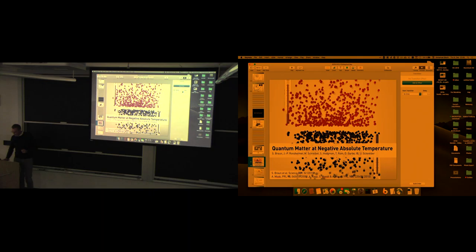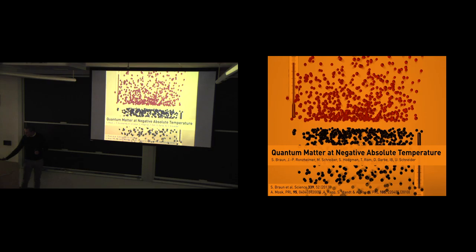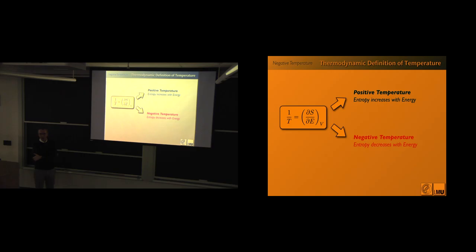Okay, all right, so let's talk about negative absolute temperatures. First of all, when we talk about temperature, it's important to put it on a good definition, because if I ask around the room what temperature is, I might get quite different answers. So if we just go to thermodynamics and ask thermodynamics, we would say that the derivative of entropy versus energy gives us 1 over T.